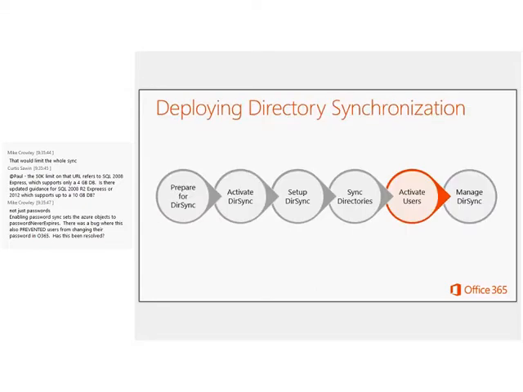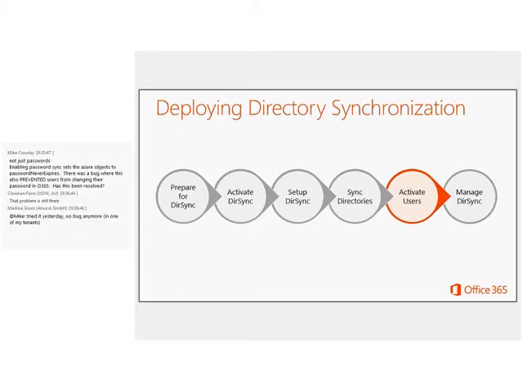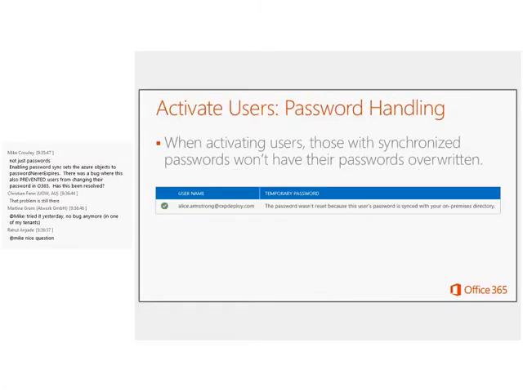Let's jump to activating users. So, DirSync will create those objects. We'll get a list of user objects from your on-prem Active Directory. We'll create those users in Windows Azure, like in Office 365, but won't necessarily license them or give them access rights to the services. So what you need to do next is activate those users.